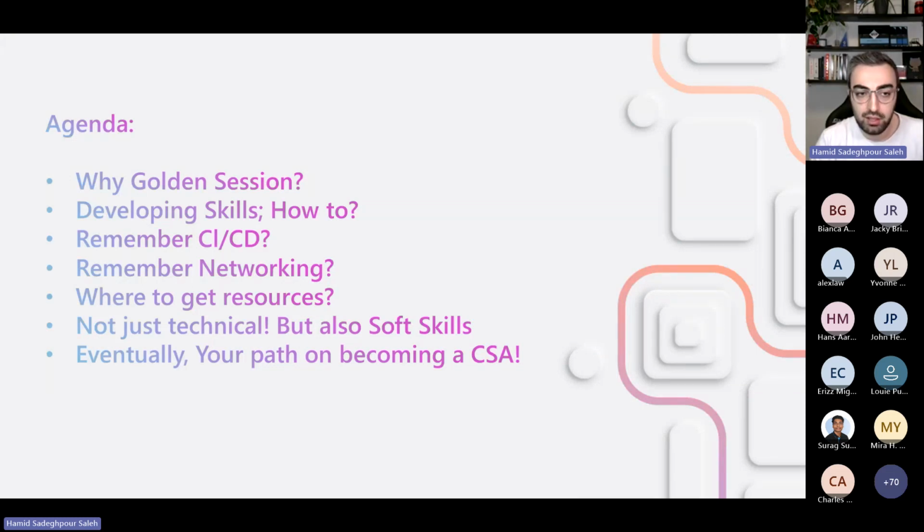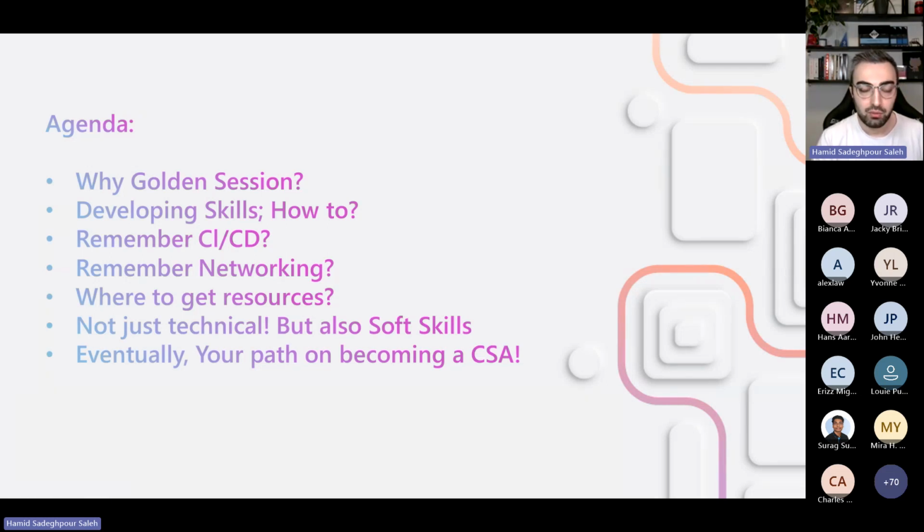And then we'll check a little bit about networking. We also had several sessions together about networking, and then where to get resources, where to get really great and rich resources that could help you to achieve what you're looking for.